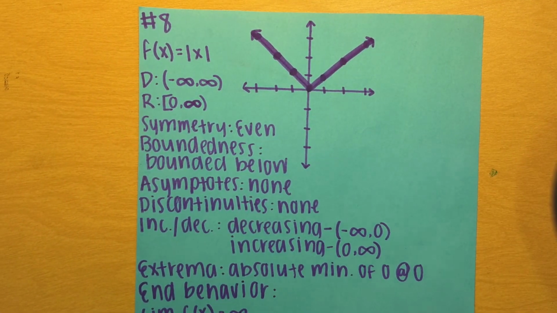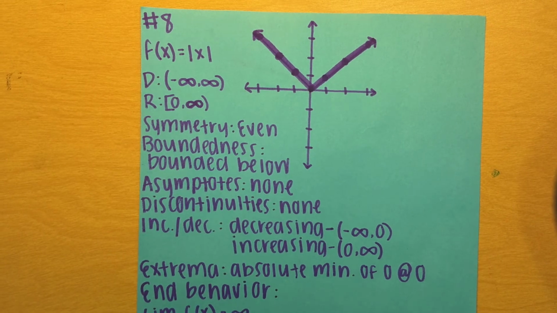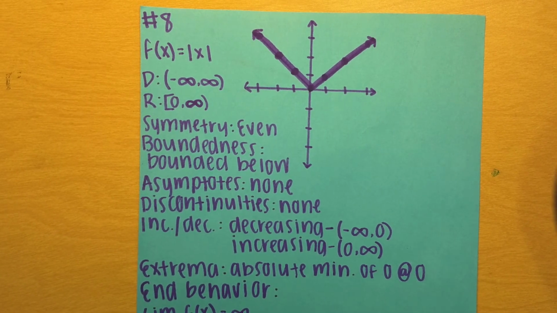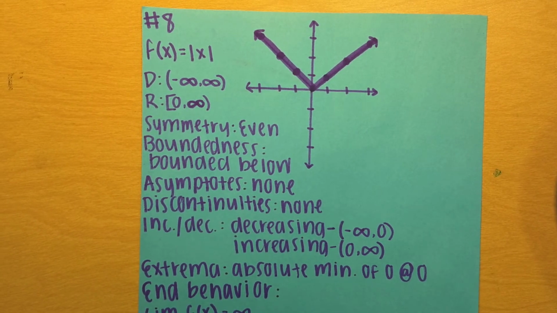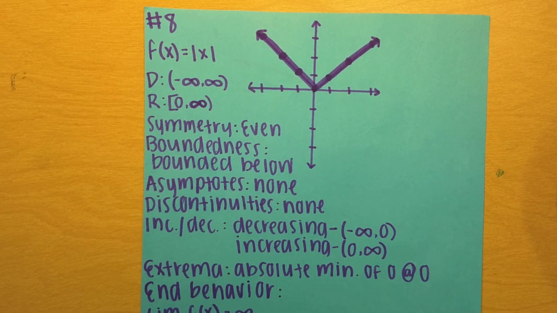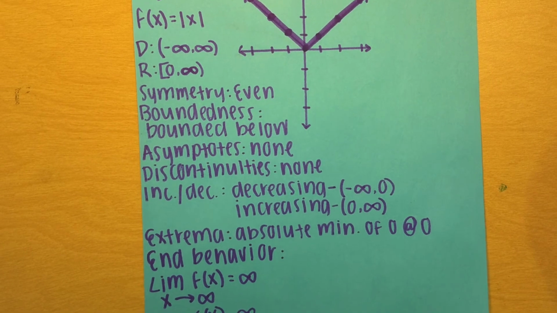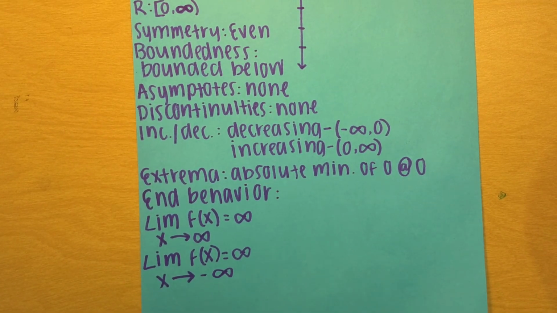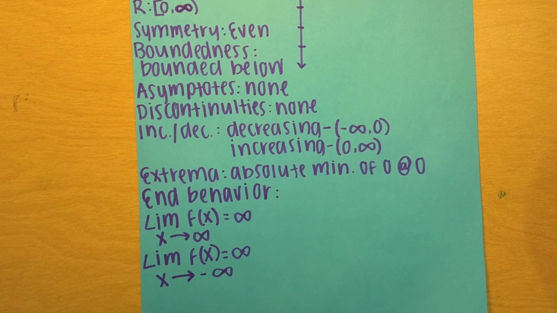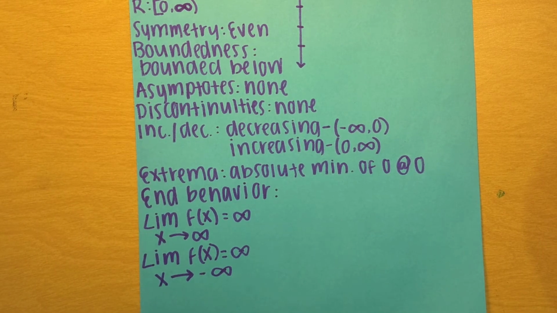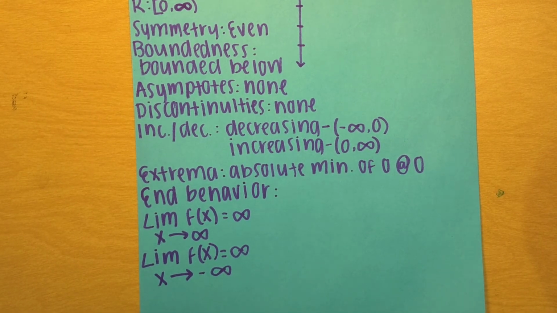For parent function 8, it's an absolute value function. The domain of the function is negative infinity to infinity, while the range is 0 to infinity. The symmetry is even because if you plug in negative x, it still equals the absolute value of x. It is bounded below, and it will never be able to reach the negative infinity range. There are no asymptotes and no discontinuities.